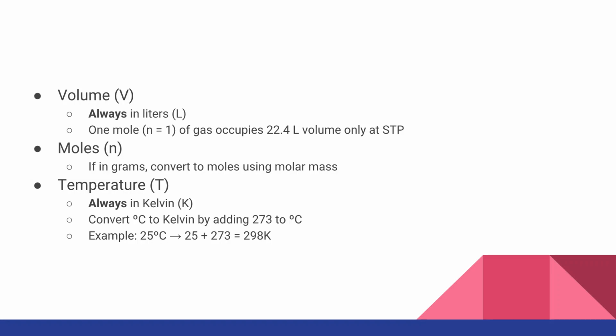So the moles, you use the moles to get n. So if they give you the substance in grams, you want to convert that to moles using molar mass. And the temperature T, that always is in Kelvin. So that means if they give you your temperature in Celsius, you want to convert it to Kelvin by adding 273 to whatever degrees Celsius that you have. So for example, if you have 25 degrees Celsius, you want to convert that to Kelvin, you would take 25 and add 273 to it to get 298 degrees Kelvin.